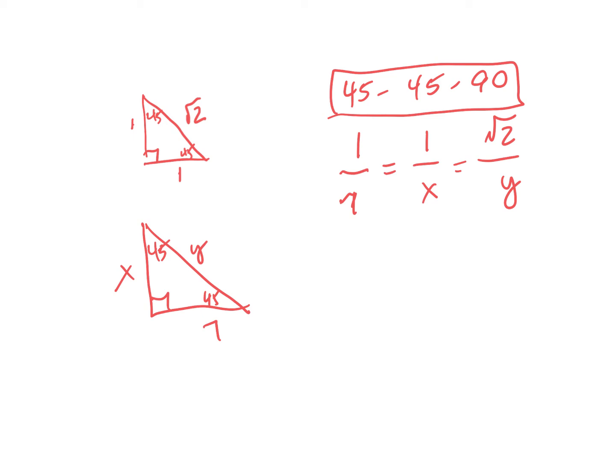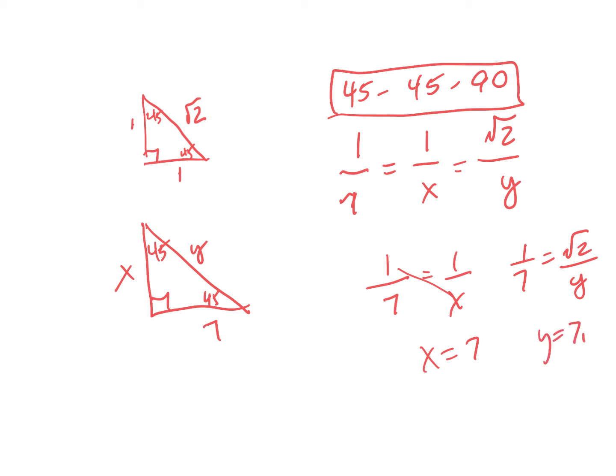Now, do you see the full fraction of those three fractions? 1/7. Let's find the x first. 1/7 equals 1 over x. When I cross multiply, x equals 7. That's what we got in the other answer, right? And 1/7 equals root 2 over y. Y equals 7 root 2. And that's what we got in the answer.